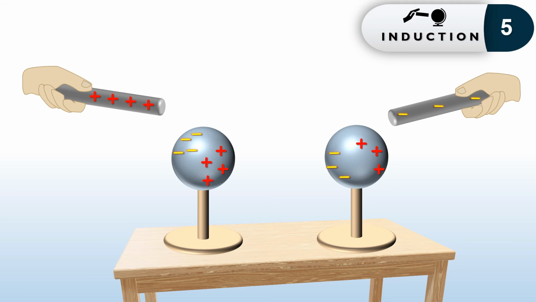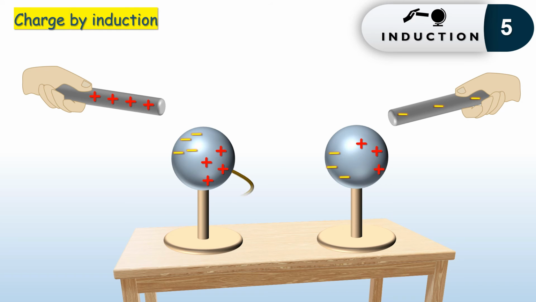One side is positively charged while the other side is negatively charged. Note that if we remove the charged rods, the spheres will become neutral again as the electrons will flow towards the positive charges one more time. So that was induction. Now let's look at how we can charge by induction.